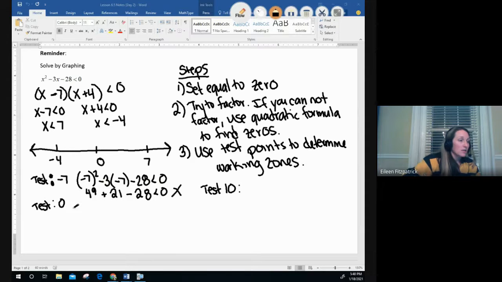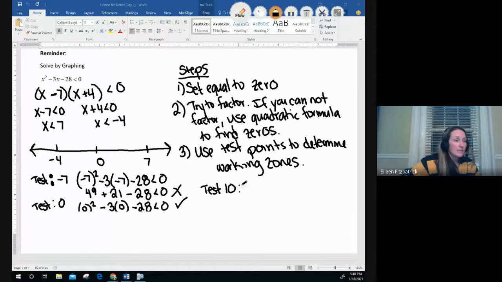All right, so then I'm going to test 0. So I have 0 squared minus 3 times 0 minus 28. Is that less than 0? Well, 0 squared is 0. Minus 3 times 0 is 0. So this all turns into just a 0. So I have negative 28 is less than 0. That does work. All right, so I know that 0, this region works.